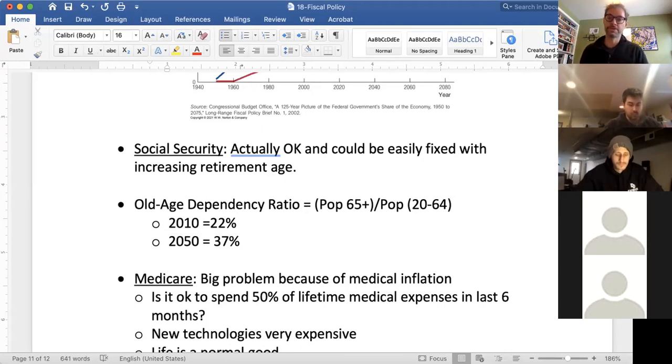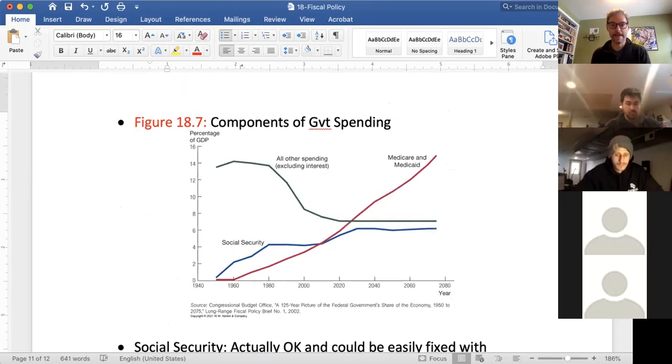Of these two programs, Social Security and Medicare, which is the one that's causing the biggest problems? No doubt, it's Medicare, right? And you can see that here. Social Security is driving higher government spending, but not nearly at the rate of Medicare and Medicaid. Why? Social Security is only driven by the demographic problem. Okay, so the only reason why Social Security spending is going up is because we are getting an aging population. The benefits of the program are not changing. It's just because we have an older population.